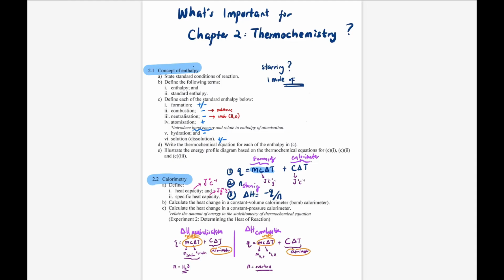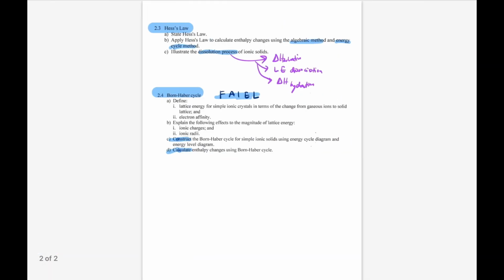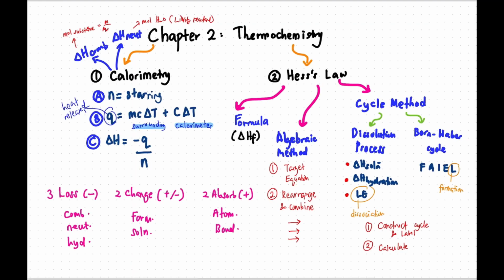So first of all, dia ada 4 subtopics ya. 2.1 concept of enthalpy, where you have to know all the definitions, and then 2.2 you must know about calorimetry yang melibatkan dua jenis enthalpy saja, iaitu neutralization and combustion. And then 2.3 is about Hess's law, and 2.4 is about Born-Haber cycle. But all in all, yang paling penting sebenarnya ada dua benda besar saja, iaitu first kali kena faham konsep calorimetry, yang kedua adalah Hess's law.